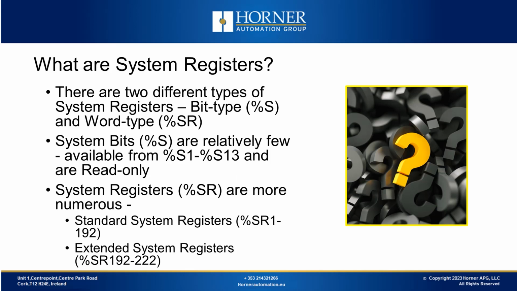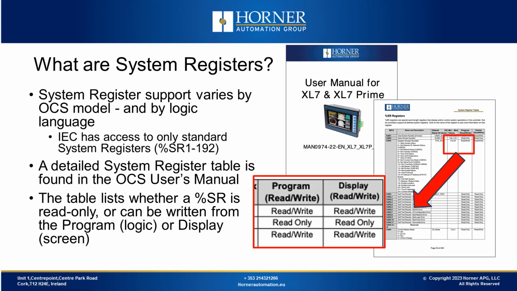We have 2 types of system registers, bit type or type S, and there are around 13 of these, and then the more common word type or type SR, which includes at least 192 registers. Note that the count may vary between units and between logic languages. System register support varies by OCS model and logic language.